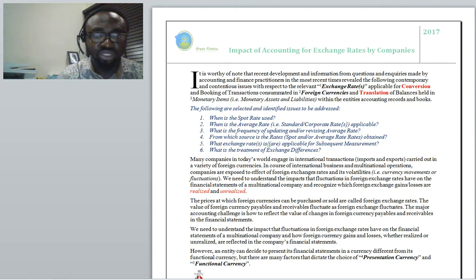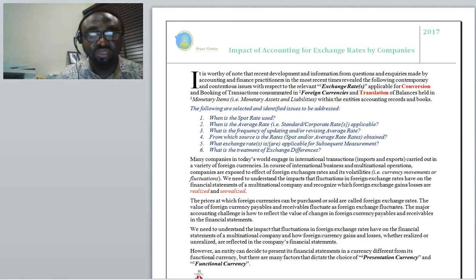And on the premise of that, we need to understand the impact these fluctuations will have in a company's financial statements, especially for a multinational company, and how such exchange differences, gains or losses, realized or unrealized, are reported in the financial statements. All of this will be done basically with reference to the requirements of IAS 21. IAS 21, as I said earlier, is the standard that more or less governs transactions that give exposures to foreign exchange movements.